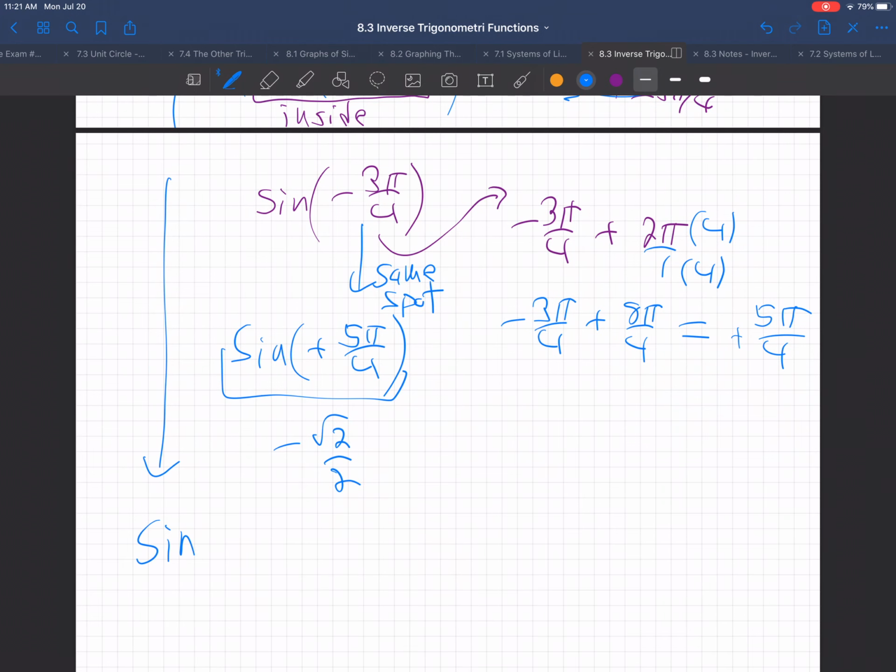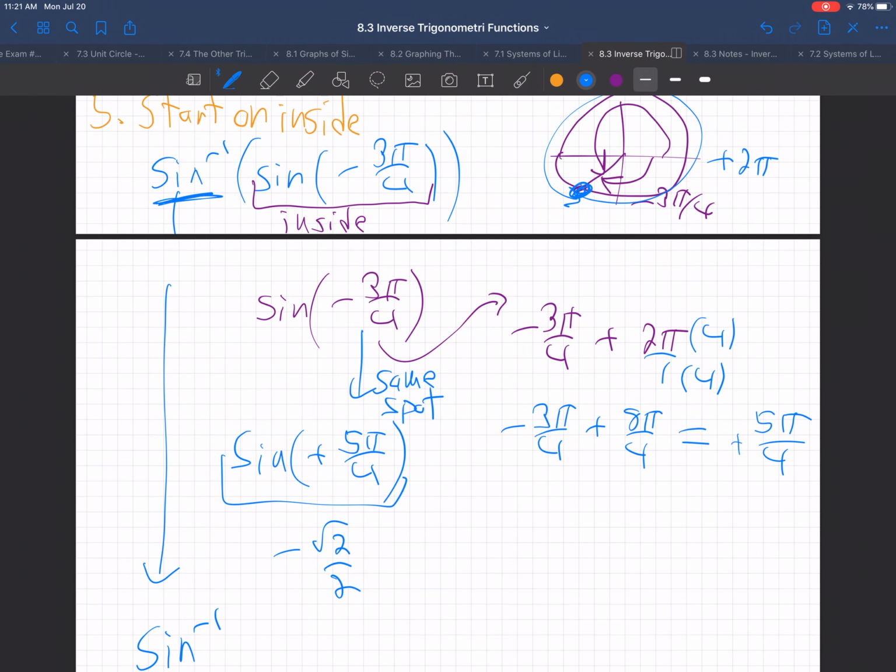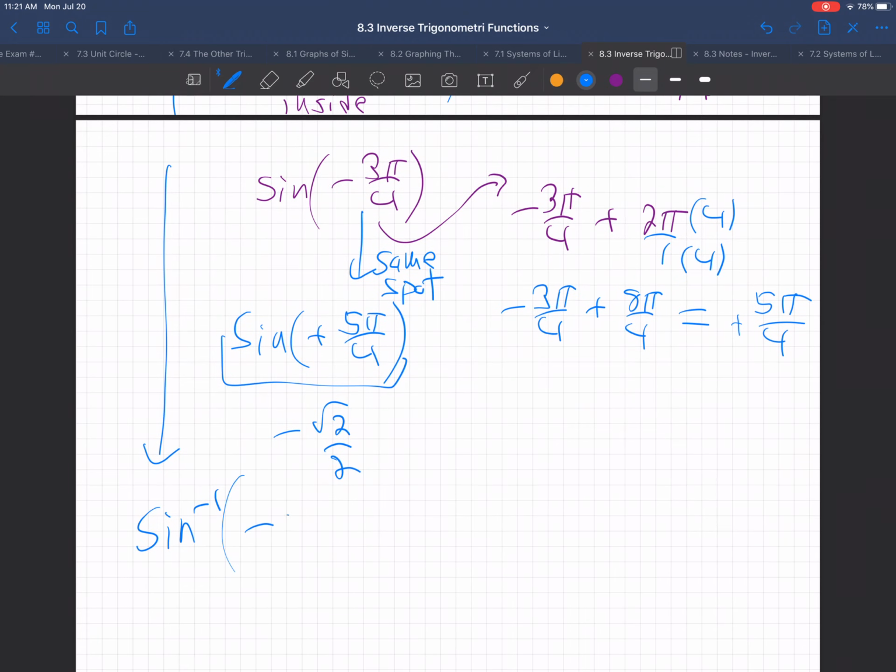So it becomes the sine inverse, right? That was sitting on the outside the whole time. We just started on the inside. The inside became negative root 2 over 2. You good with me so far?